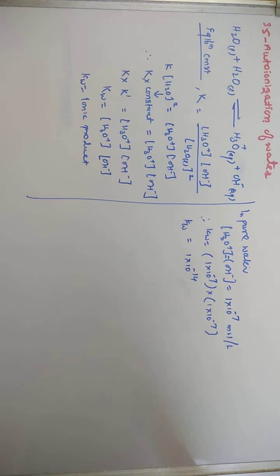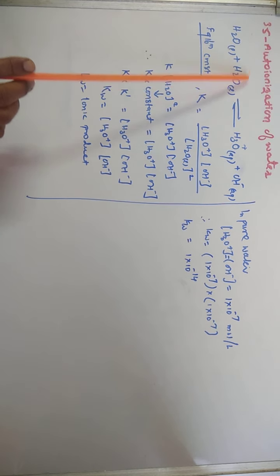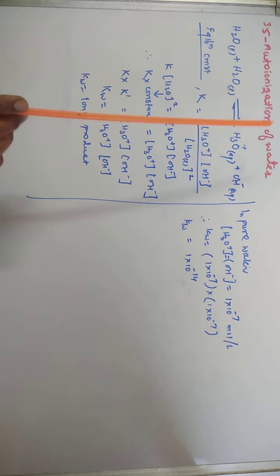Say students, we already started ionic equilibria. In the last video, you have seen the dissociation of acids and bases and strong acids, strong bases. Then Ostwald's dilution law for the weak acids, weak bases. Okay. Now let us see the autoionization of water.